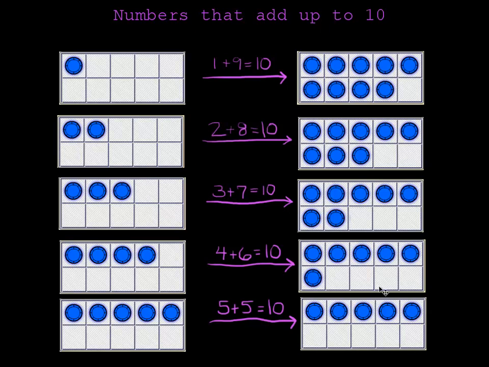Now, with some of these larger numbers, sometimes I can tell what the number is by looking at what's missing instead of looking at what's there. So for example, with the number 8, I could look and see that 2 are missing, and therefore there must be 8 chips there because I know that the complement of 2 is 8.